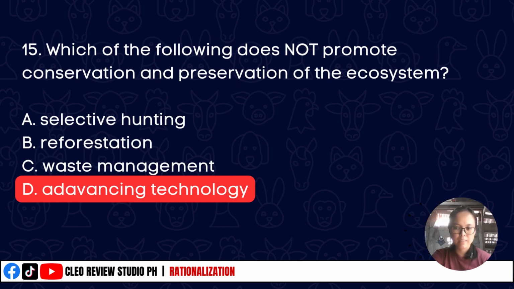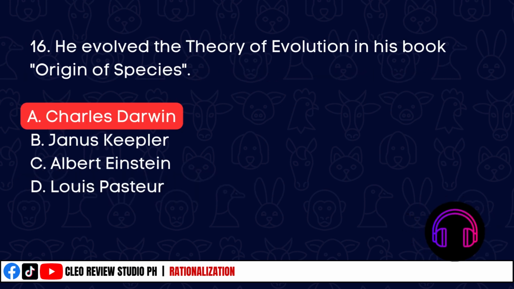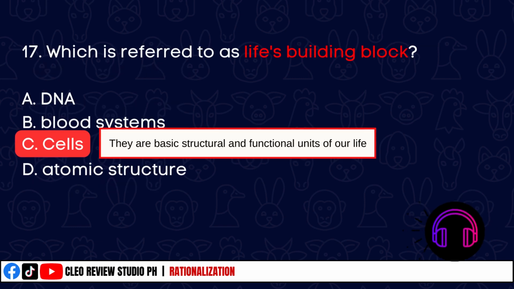Which of the following does not promote conservation and preservation of the ecosystem? Selective hunting is not that harmful to the ecosystem. Unlike advancing technology, which has a negative effect on the environment and contributes to climate change. He evolved the theory of evolution in his book Origin of Species. The correct answer is Charles Darwin. Next question. Which is referred to as life's building block? The correct answer is option C, cells.